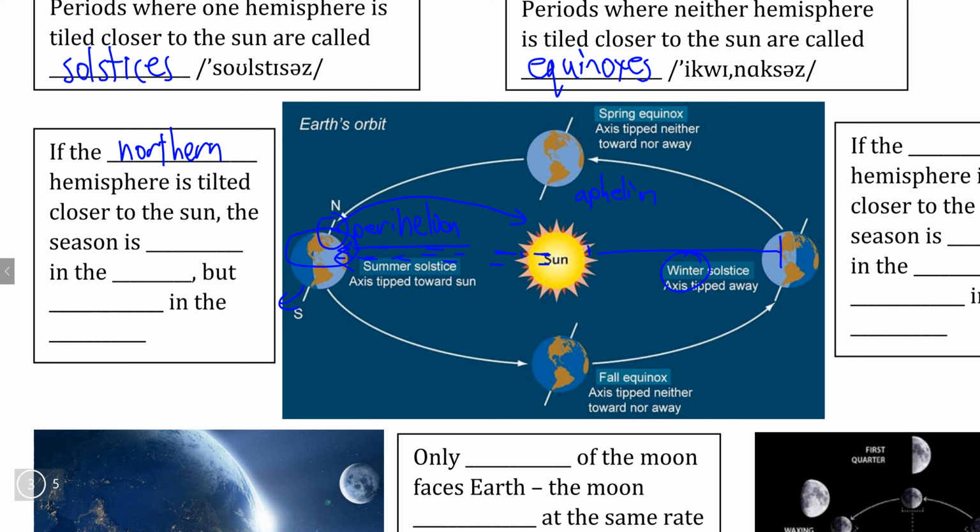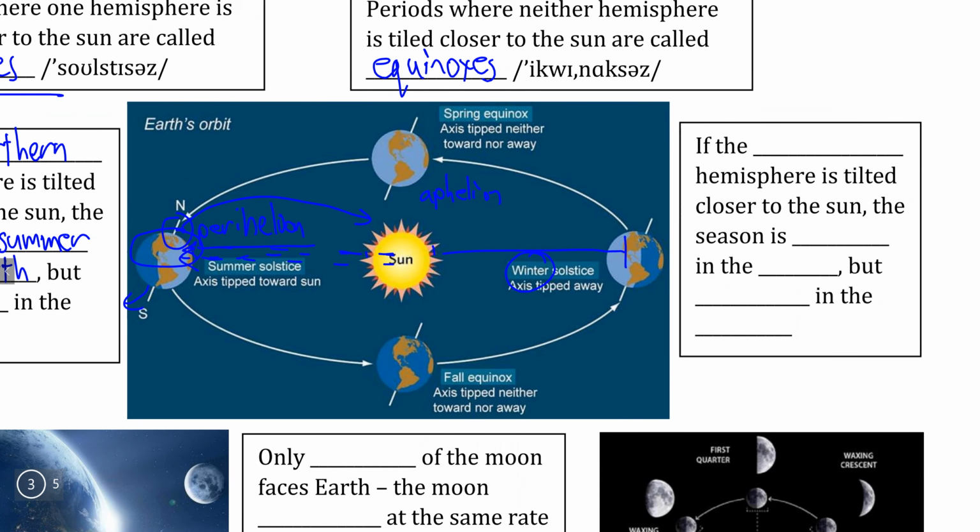So if the northern hemisphere is tilted closer to the sun, more sunlight means the weather will be hotter, and therefore we would expect it to be summer in the north. And this corresponds to the summer solstice, which is actually June 21st in the northern hemisphere, because again, the north is tilted close towards the sun, but because the south is tilted in the opposite direction, we would expect that they would have the opposite season of winter while the north has summer.